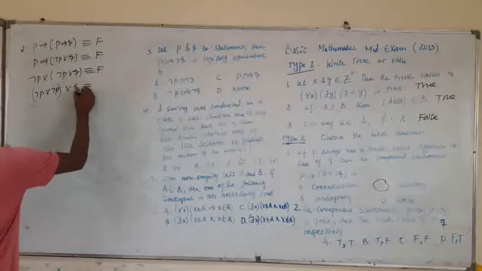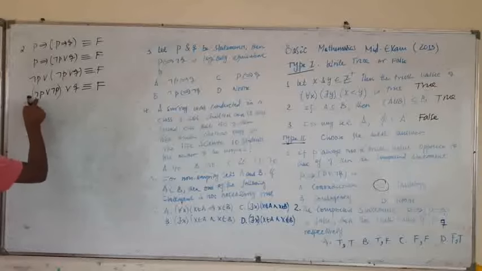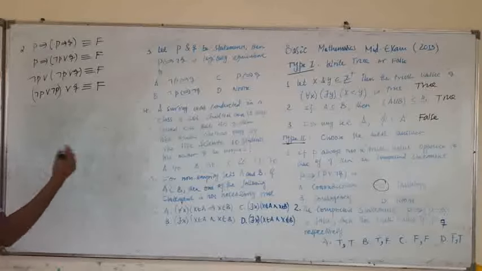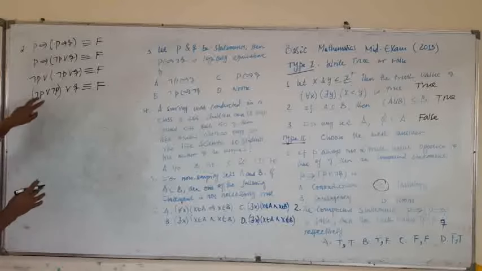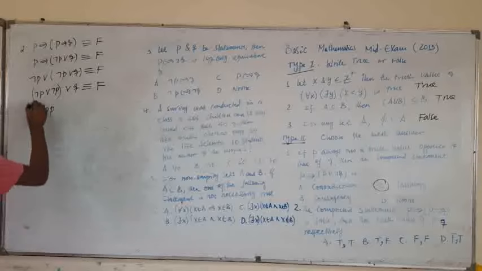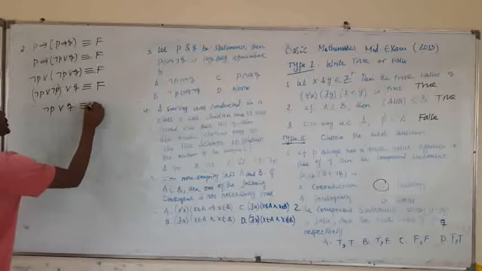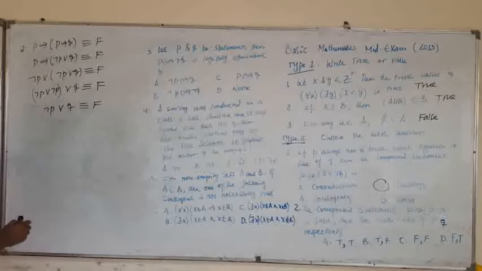So which is the same as false. But what does it mean? Negation of P or negation of P is one. On the or statement, the negation of P or negation of P is negation of P itself. This one is negation of P or Q, which is equivalent to false.